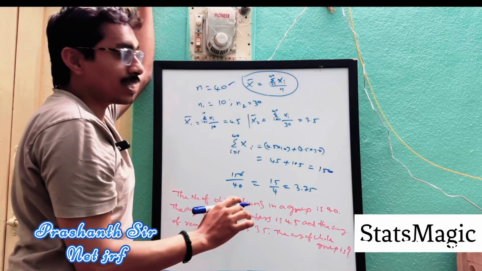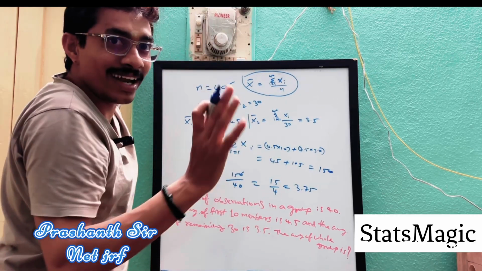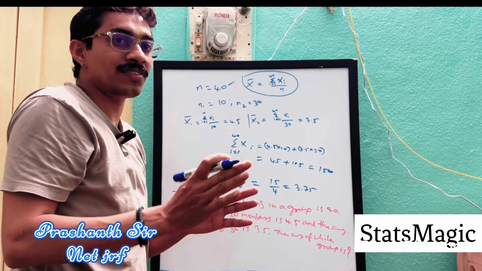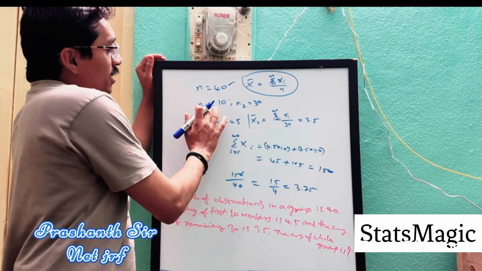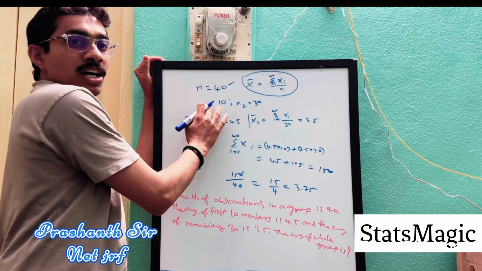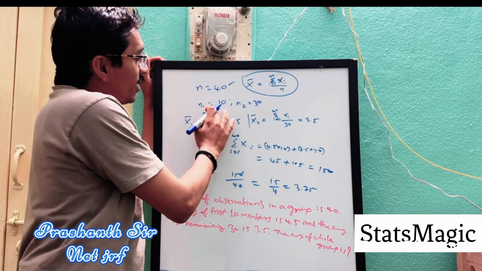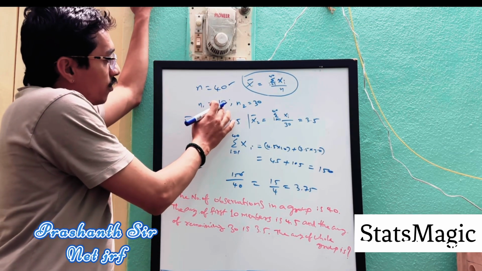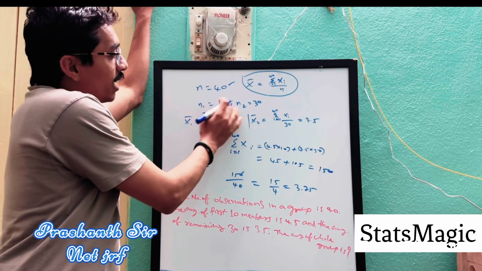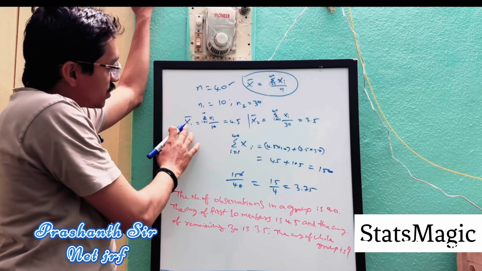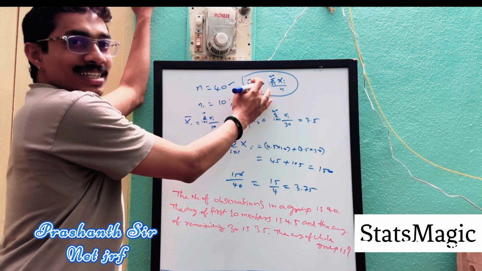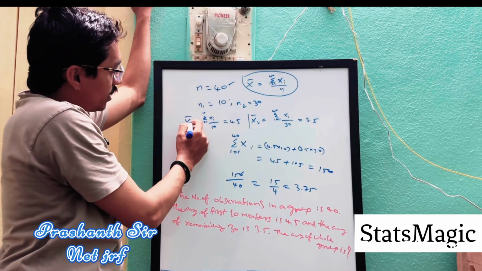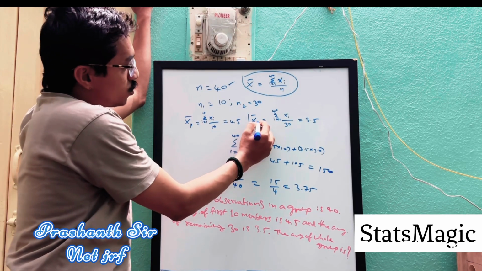We need x bar, they are asking, but they already divided the 40 observations into 10 and 30. That means if n is 40, let us take one part as n1 and the other as n2. n1 is 10, n2 is 30. Now I am taking the average of these 10 members and also the average of these 30 members, that means x1 bar and x2 bar. The overall average is x bar.